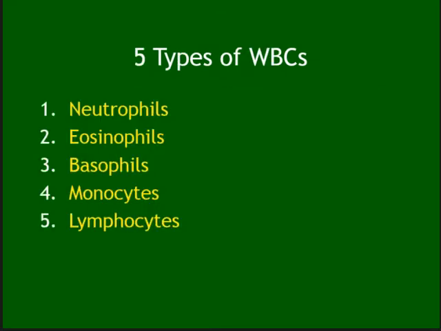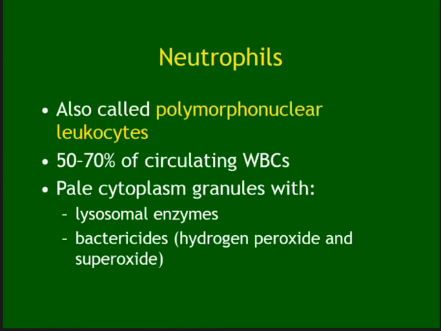So we have MEN, LB. Monocytes, eosinophil, neutrophil, plus lymphocytes and basophils. Neutrophils. The other name is polymorphonuclear leukocytes, PNLs. Polymorphonuclear. Why did you call it polymorph? What's poly and what's morph? Poly means many. What's morph? Shape.